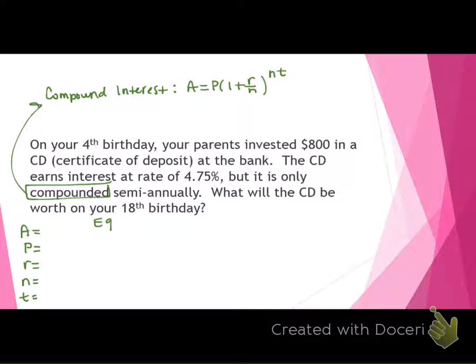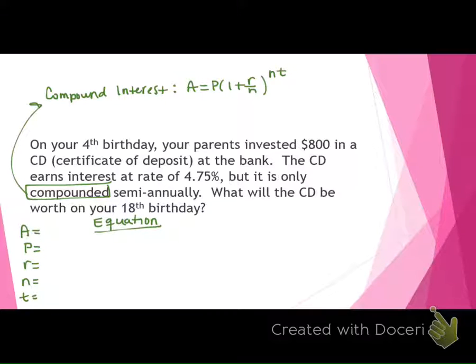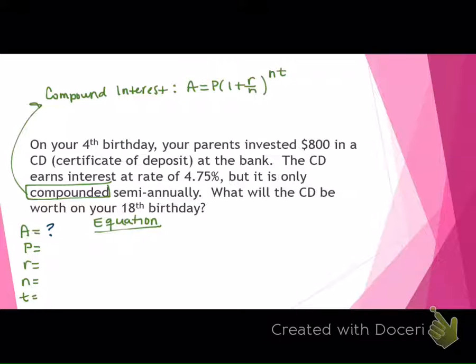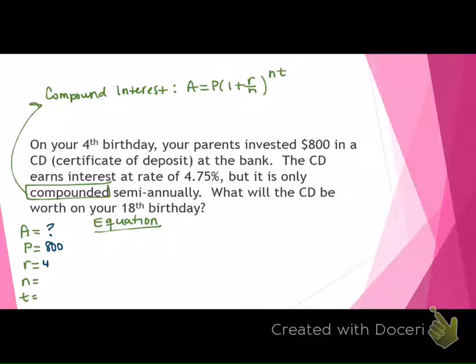Okay, Kaylin. Do we know A, our ending amount? No, we do not. So that's our question mark right now. What is our principal, P, our beginning amount? 800. Good. What is R, your rate? 4.7. Okay, and how do you change that to a decimal? Perfect. Move it twice to the left.